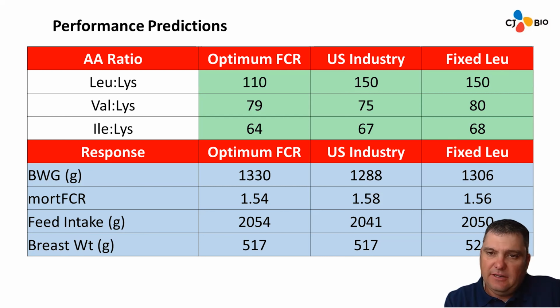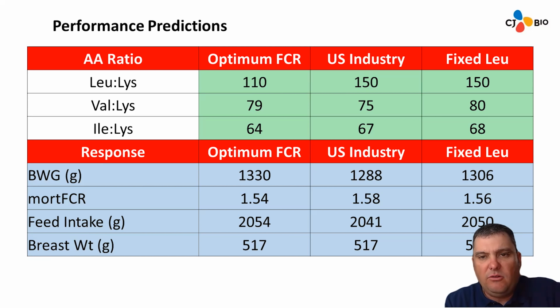Now, if we put in the U.S. industry averages, which is leucine levels about 150% of lysine, that's a pretty good U.S. average. And if you look at the average U.S. diet, you're probably looking at a 75% valine and a 67% isoleucine ratio. The model suggests that we would lose over 40 grams of body weight gain during that finisher phase. We would lose 4 points of feed conversion ratio. Although with the higher leucine level, we would achieve equivalent levels of breast meat weight.